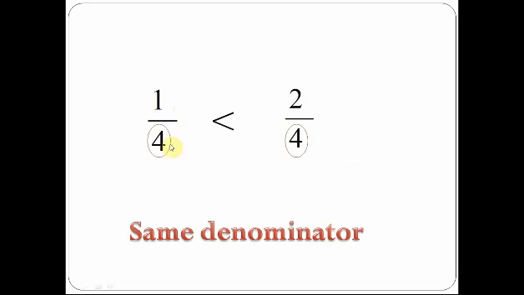It's simple. A quarter and 2/4. I look at the denominator here. I have the same denominator, and it's 4. If I have the same denominator, I look at the numerator. Here 1 and here 2. So the bigger number is the greatest. So 2 is bigger than 1. That means 1/4 is smaller than 2/4, or 2/4 is bigger than 1/4. That means if I have the same denominator, the bigger numerator is the greatest.